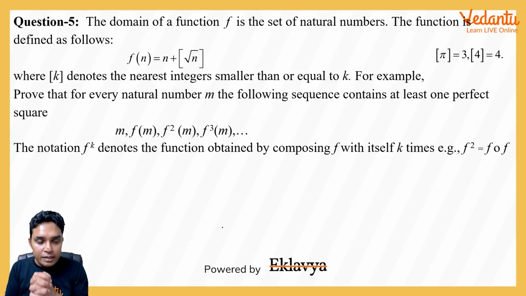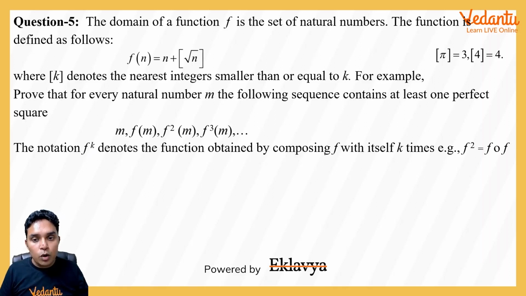Now coming to one interesting question, this is from CMI previous years. It says the domain of a function f is the set of natural numbers. The function is defined as follows: f(n) equals n plus the integer part of the square root of n. Prove that for every natural number m, the following sequence contains at least one perfect square: m, f(m), f²(m), and so on, where f^k is the composite of f with itself k times. So f² means f of f(m), f³ means f of f²(m), and so on.